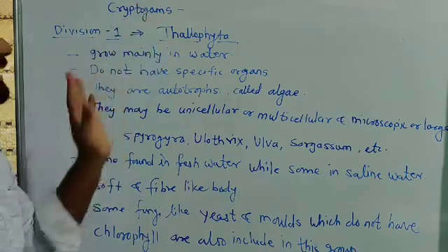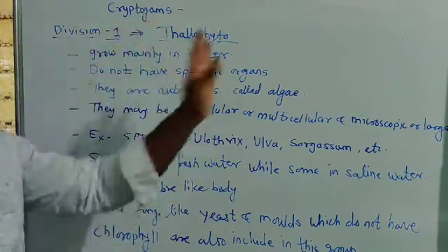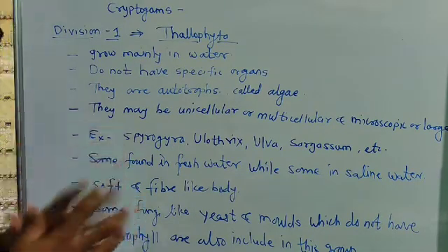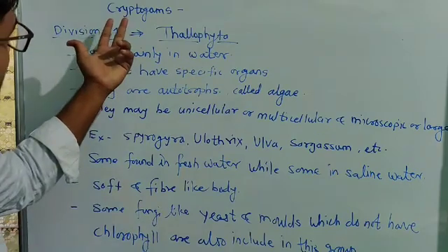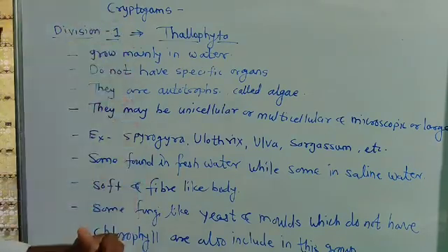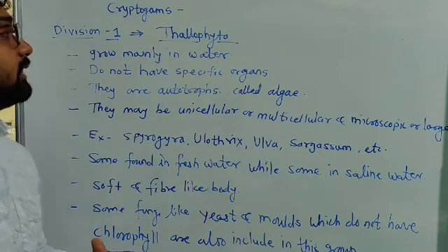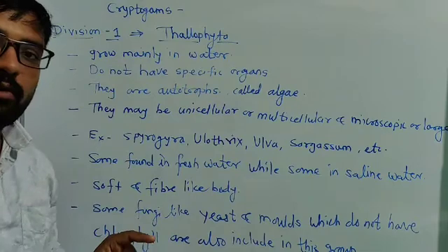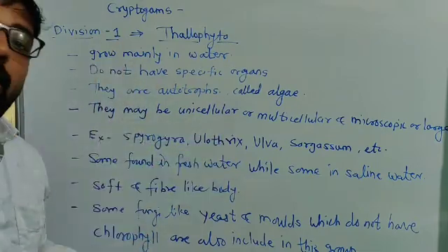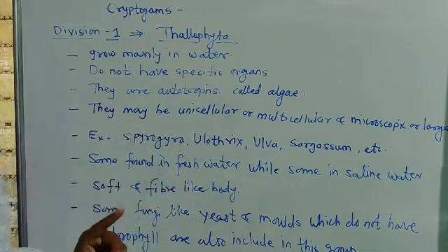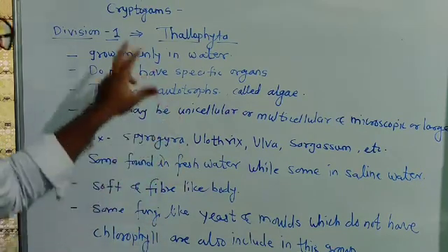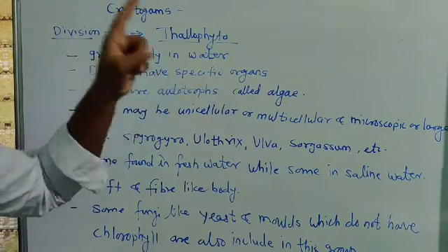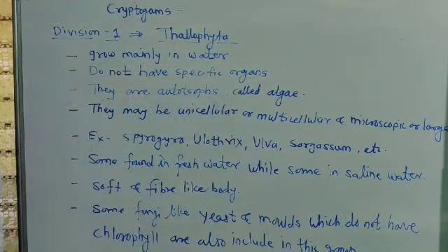Cryptogams means what? In them seed is not present. And phanerogams means what? There are seeds present. Now from today we have to see how cryptogams are divided further into three parts. What is in that division? First is Thallophyta, then second is Bryophyta, and third is Pteridophyta.